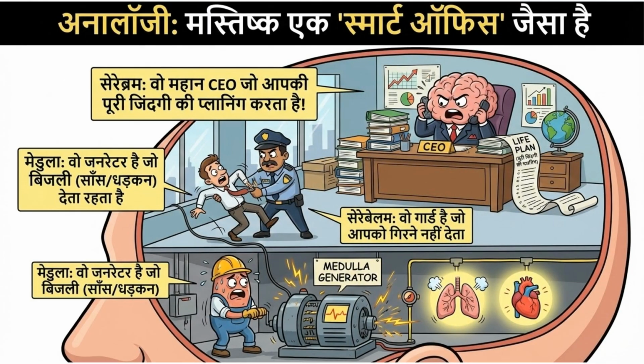An analogy: the brain is a smart office. The medulla is the generator, breathing and heartbeat. The cerebellum is the guard, balance, and the cerebrum is the CEO, life planning.